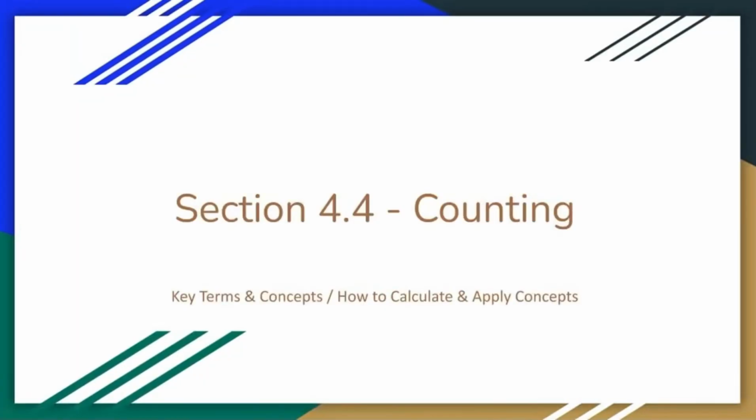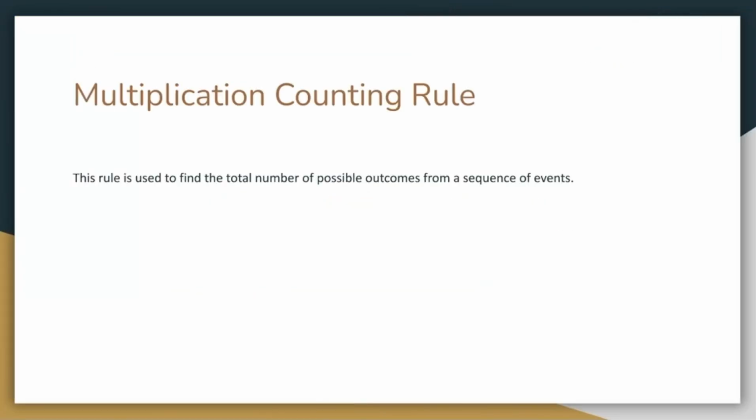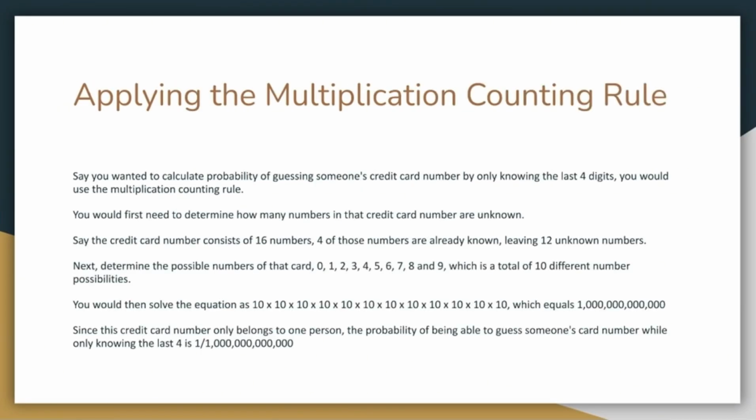Section 4.4 Counting, Key Terms and Concepts, and How to Calculate and Apply Concepts. The multiplication counting rule is a rule used to find the total number of possible outcomes from a sequence of events. Say you wanted to calculate the probability of guessing someone's credit card number by only knowing the last 4 digits. You would use the multiplication counting rule.